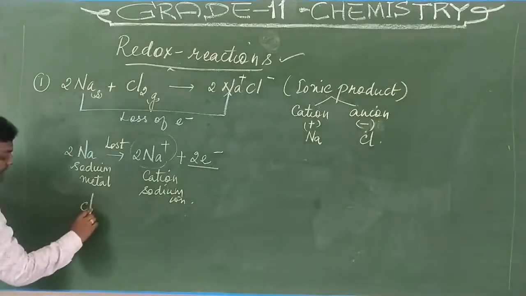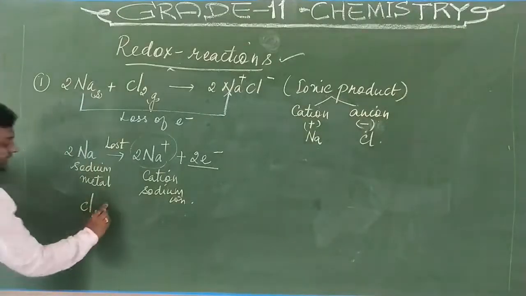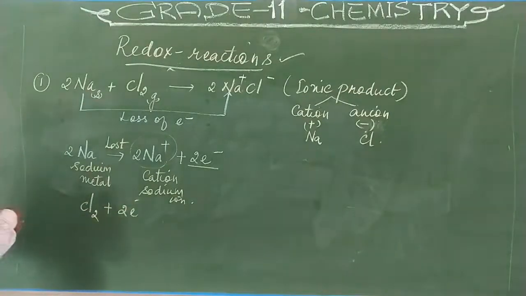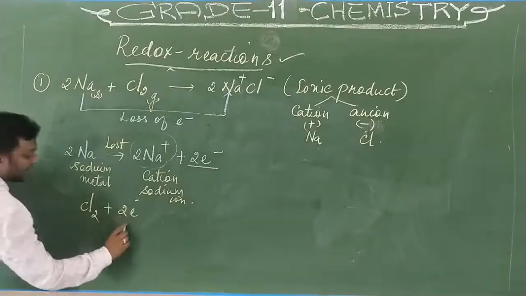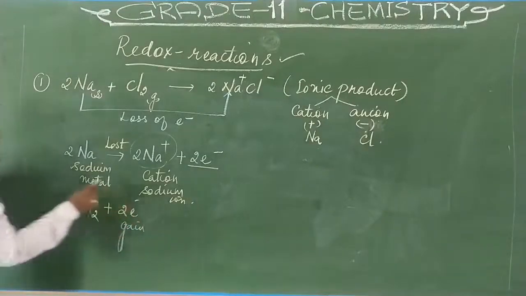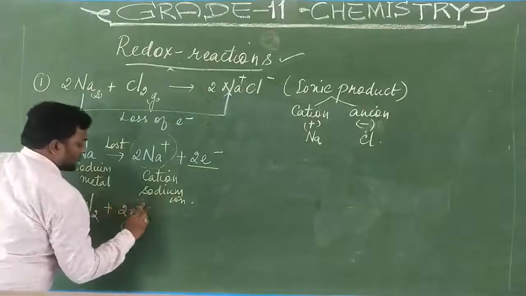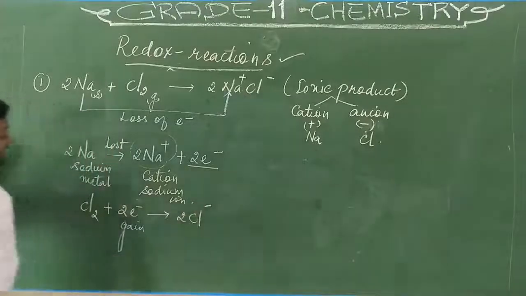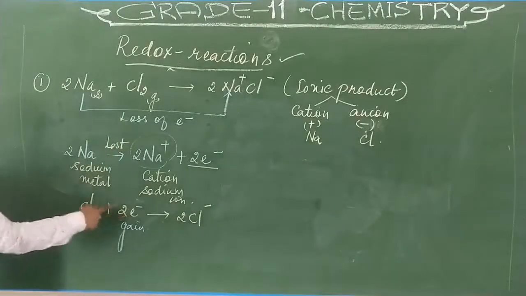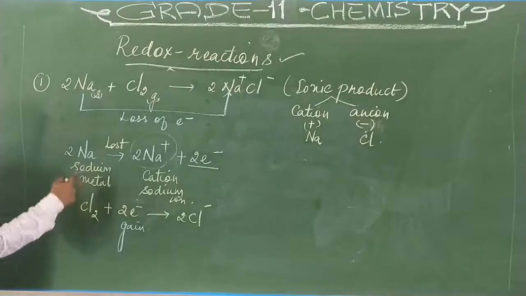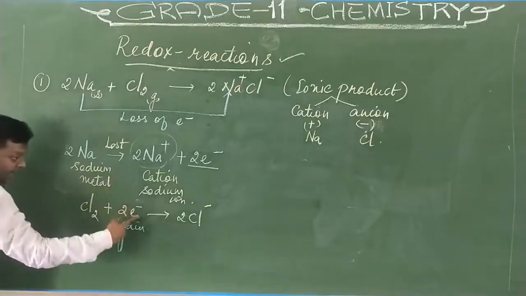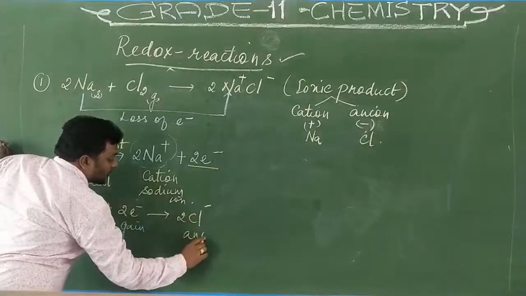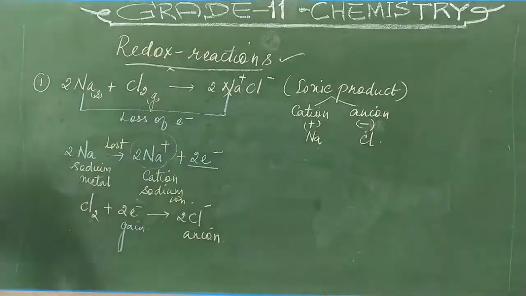So this chlorine takes away 2 electrons. That means it gained 2 electrons. Here we can say it as gain of 2 electrons. So it gains 2 electrons, and as a result it becomes 2Cl minus. So now when this chlorine molecule, or chlorine atom in a molecular state, gains those 2 electrons, it becomes an anion, chlorine ion.